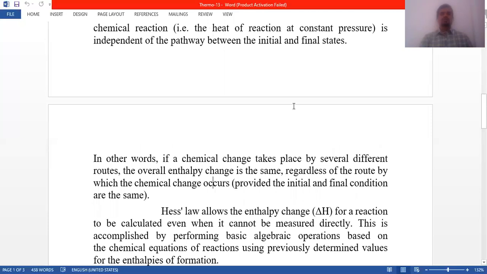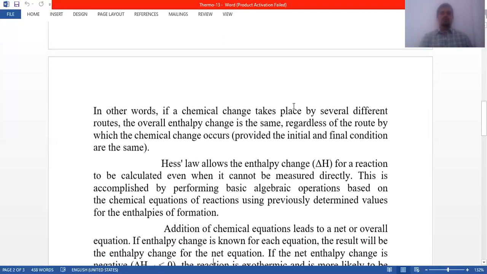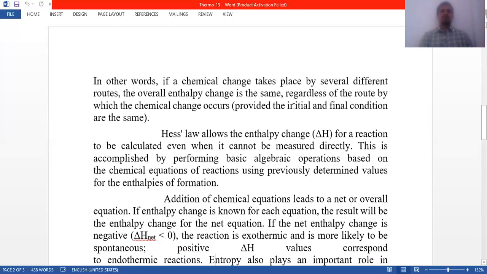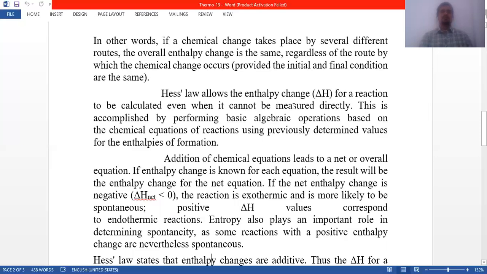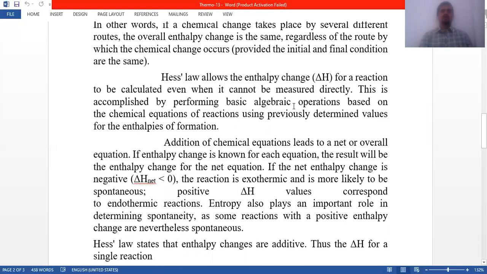Hess's law also allows the enthalpy change delta H for a reaction to be calculated even when it cannot be measured directly. This is accomplished by performing basic algebraic operations based on the chemical reaction equations using previously determined values.